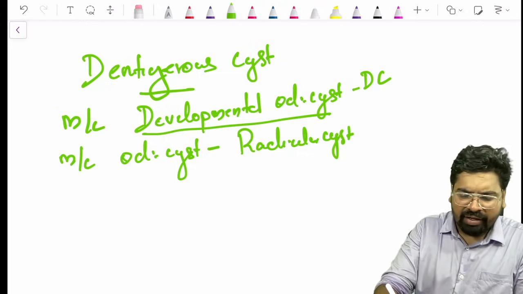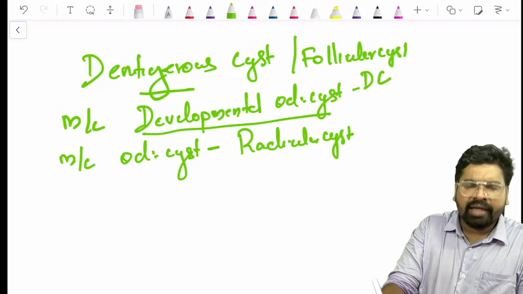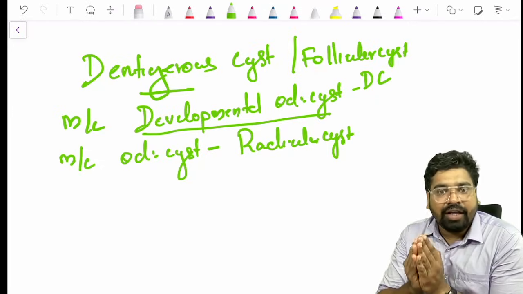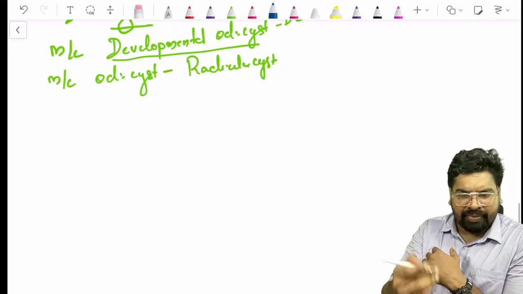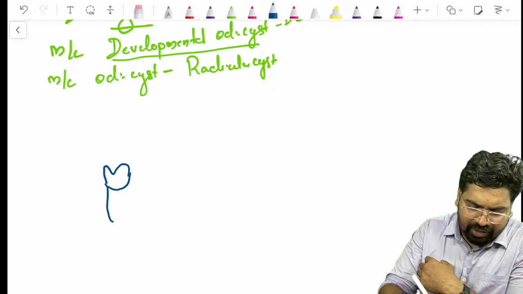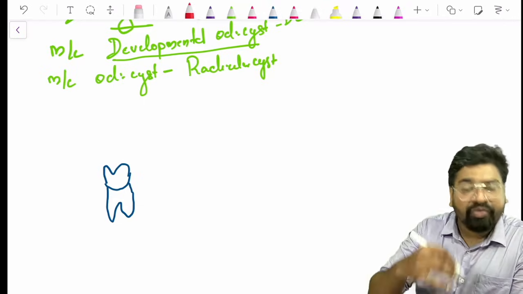So the other name is follicular cyst. You know why it is follicular cyst? The cyst arises inside the follicle. You know that when a tooth develops, just imagine this is a tooth, and this tooth is covered before eruption.